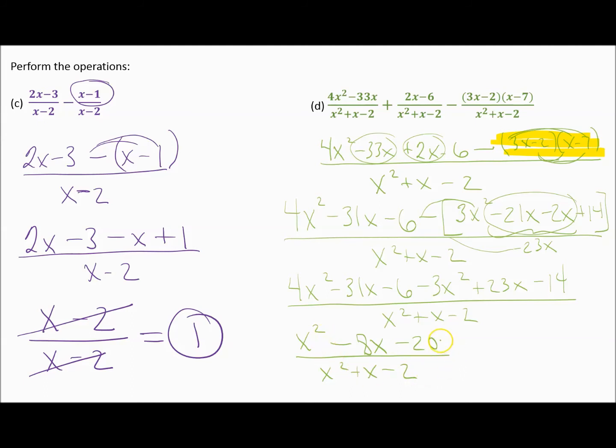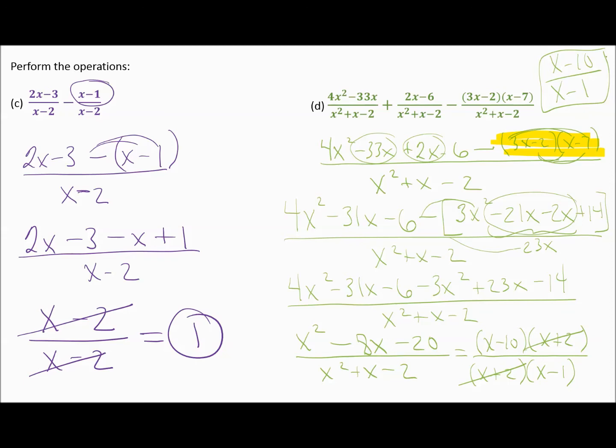So my numerator, I'm looking for numbers that multiply to be negative 20 and add to be negative 8. And that will factor because that's going to be a negative 10 and a positive 2, right? So that's x minus 10 times x plus 2. In the denominator, I'm looking for numbers that multiply to be negative 2 and add to be 1. That's an x plus 2 and an x minus 1. Notice I've got common factors of x plus 2. So my final answer, I'm right at the very top of the page, is x minus 10 divided by x minus 1. And that cannot be simplified further.